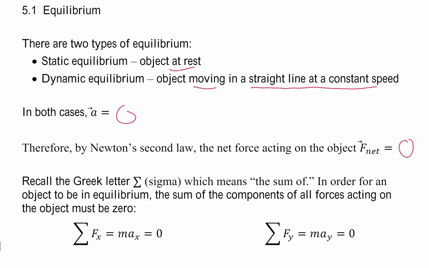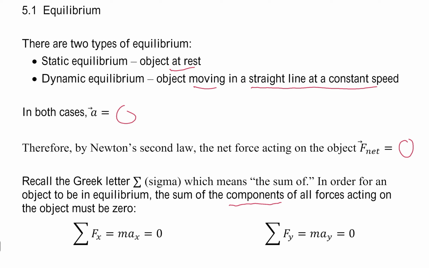All right, so now we have this Greek letter sigma that you probably first saw in Algebra 2, and then depending on where you've gone from there, you may have seen it again. But the Greek letter sigma is here, and it just basically means that we're adding up a bunch of stuff. So it means the sum of. In order for an object to be in equilibrium, the sum of the components of all of the forces acting on the object must be 0. This is kind of key here.